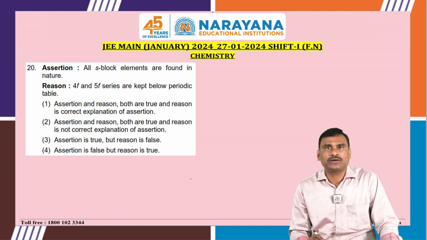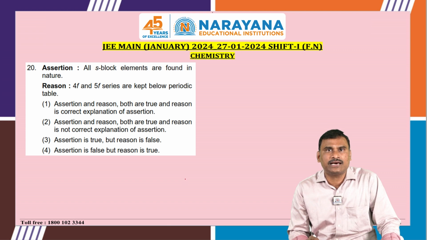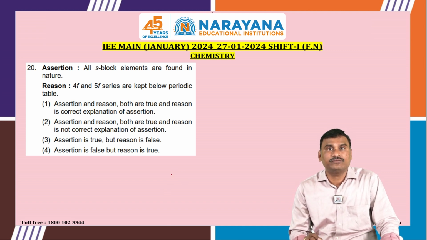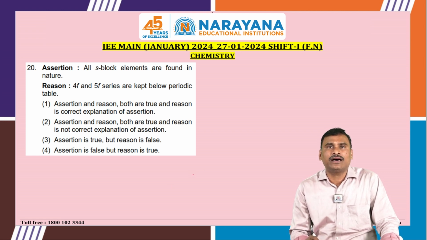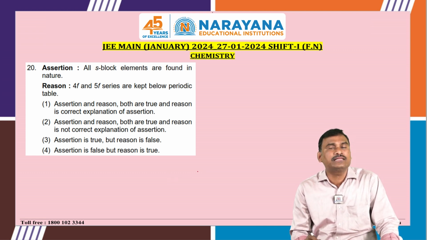I think the question may be asked in another way, because these are completely memory based. We cannot justify this as an absolute question. Maybe the question was that s-block elements occur in nature in free state. But here it is given that all s-block elements are found in nature. Yes, all s-block elements occur in nature.